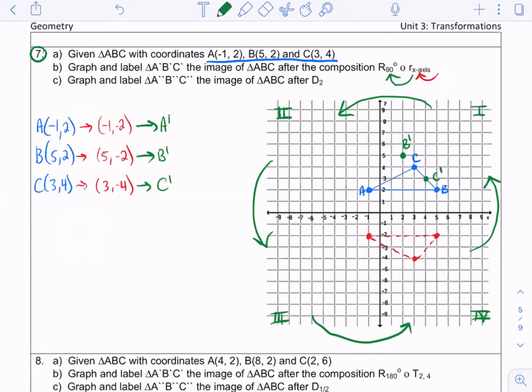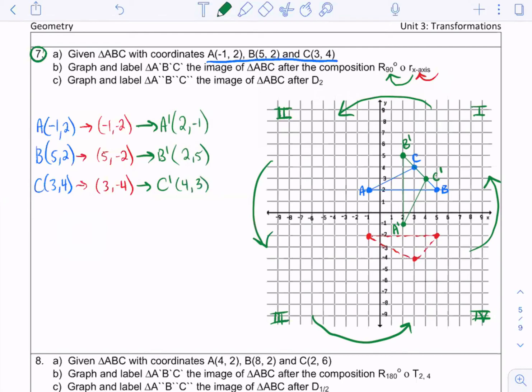And then point A is 1 to the left, 2 down. So the left should now become down. So 1 down and 2 to the right. Here is my A prime. So I'm able to do that pretty easily in my head. Some of you might have a little bit more trouble, which is fine. Just make sure you know what you're doing. Okay? So there is my prime coordinates. So A is now 2, -1. B is now 2, 5. And C is 4, 3.